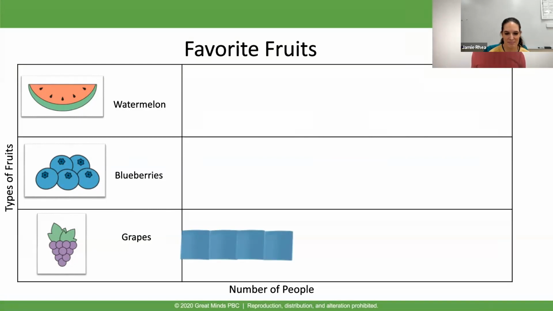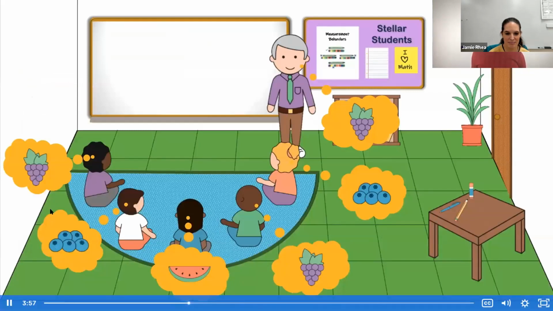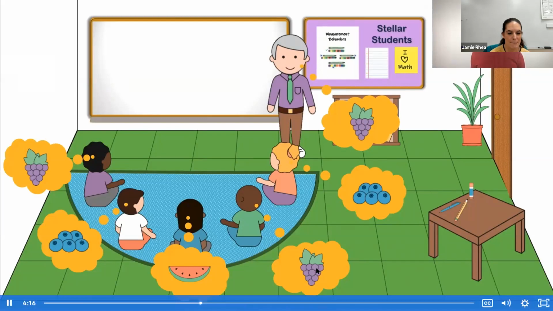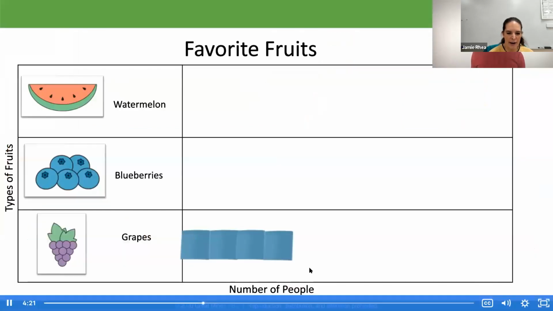Great. Let's do the same thing for blueberries. Take a second to count. Ready? How many people in this classroom like blueberries? 1, 2. Go ahead and show me on your fingers. That's right. 2 people like blueberries. Let me go ahead and put that on our table.